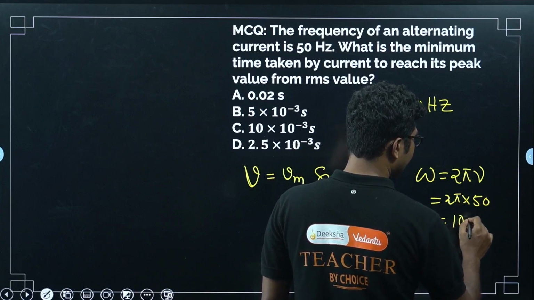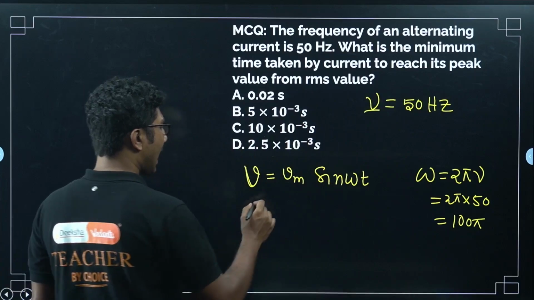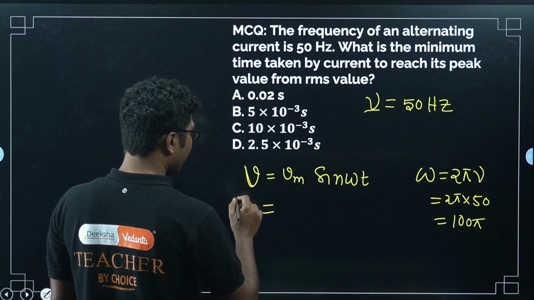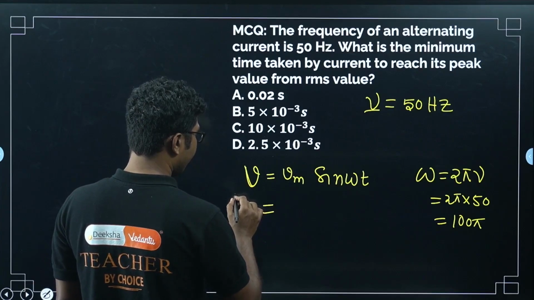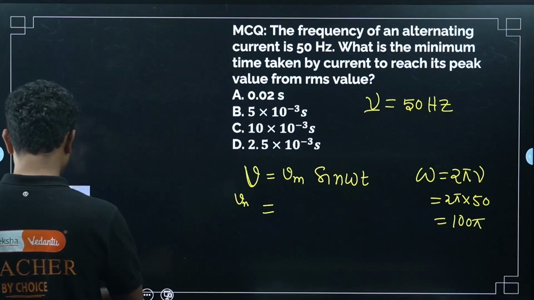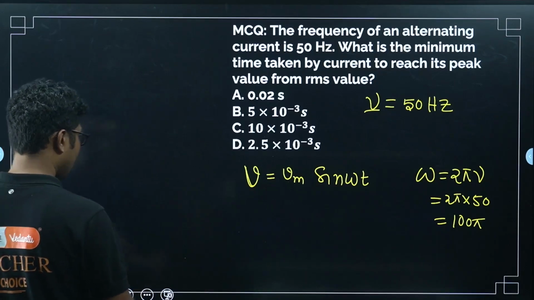So omega is 100 pi. Omega given here is 100 pi, and V is given. What is the value of V? V given here is VRMS. So VRMS is, okay, let me use a detailed answer only. I will not use any shortcut so that you don't get confused.